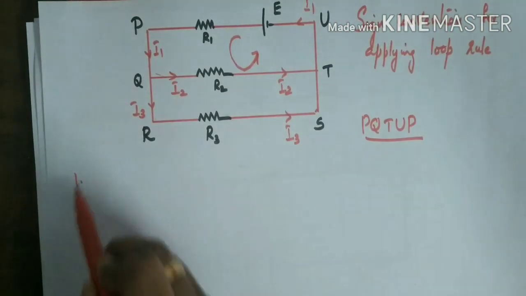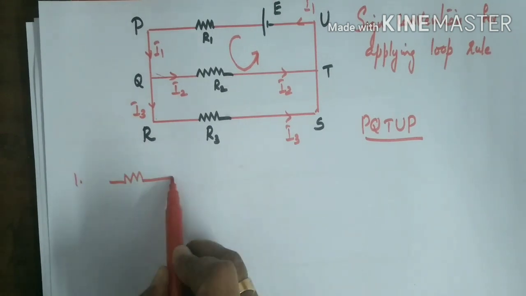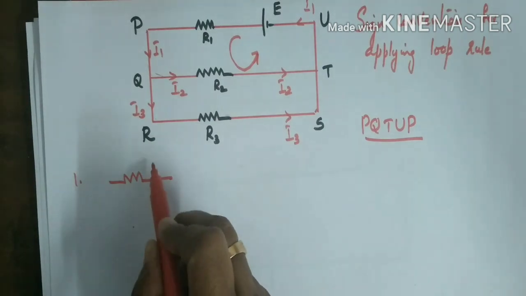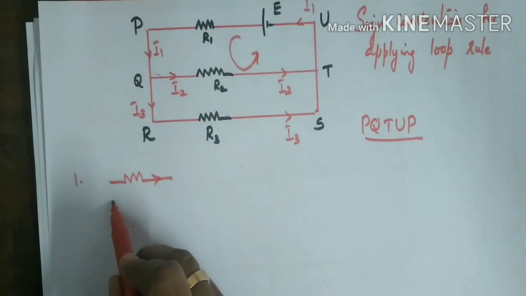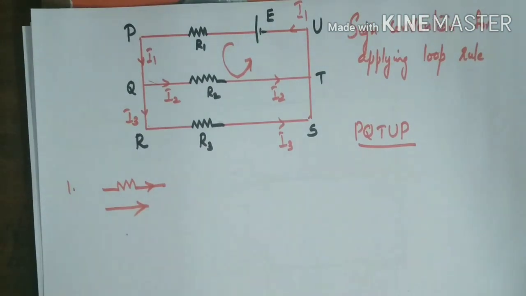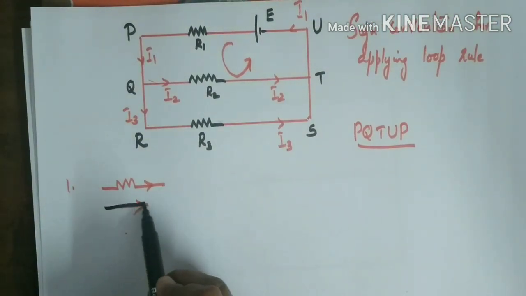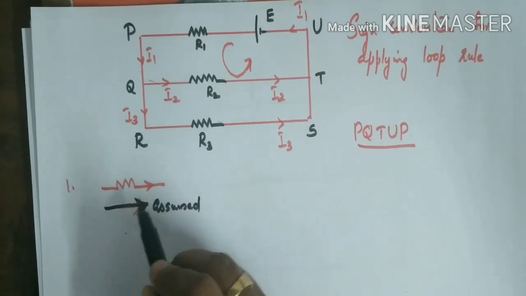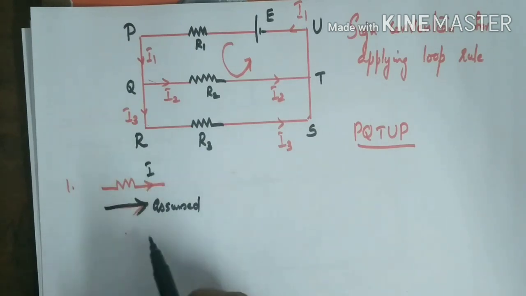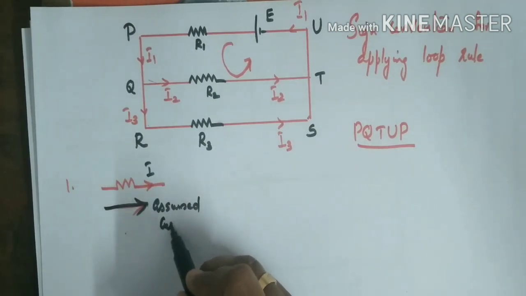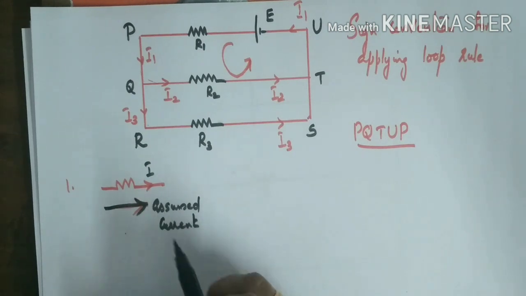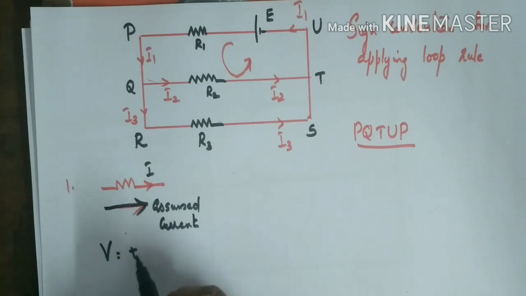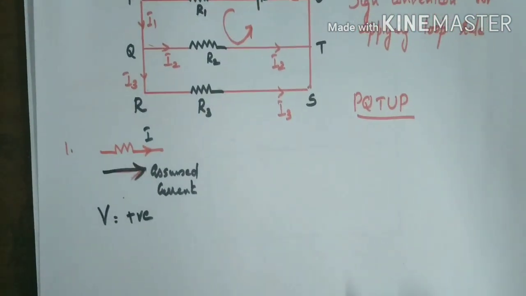The first sign convention is: if a resistance is here, let this be the original direction of current through the resistance, and let this be the assumed direction. If the original direction of current and the assumed direction of current are the same, then its potential difference is taken as positive. That is the first sign convention.